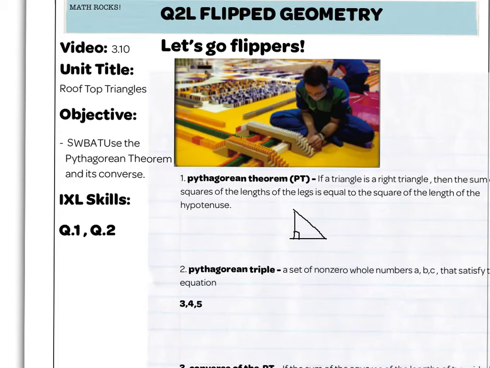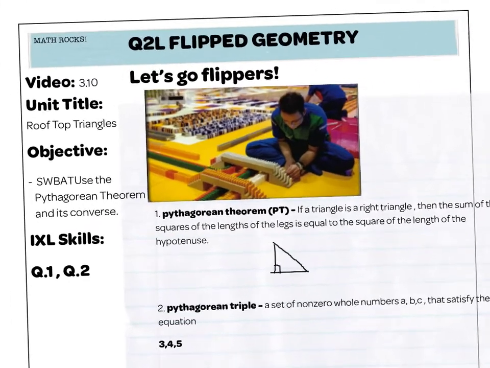Hello students, this is video 3.10. The unit title is Rooftop Triangles, and the objective is students will be able to use the Pythagorean theorem and its converse. The IXL skills are Q1 and Q2. All right, let's go flippers.